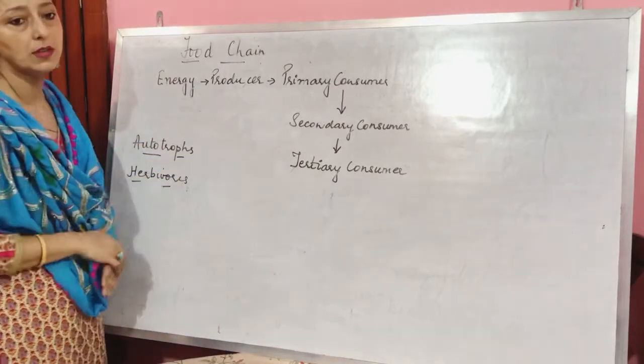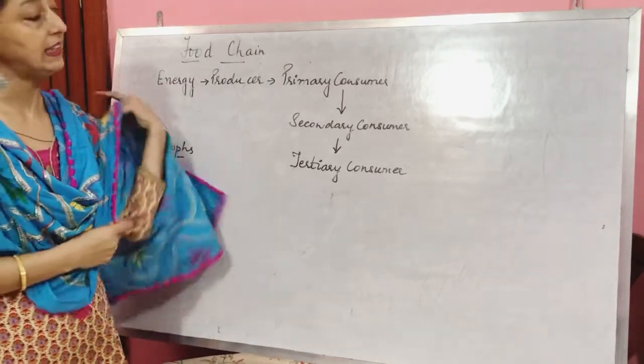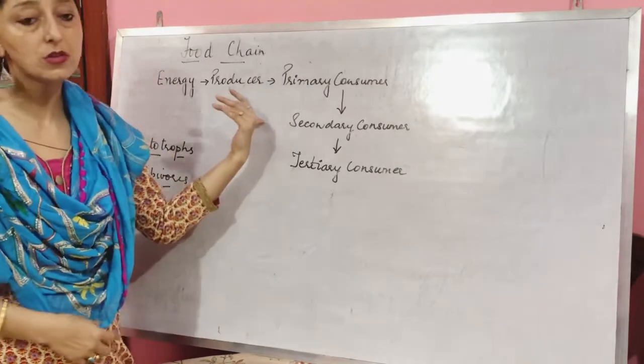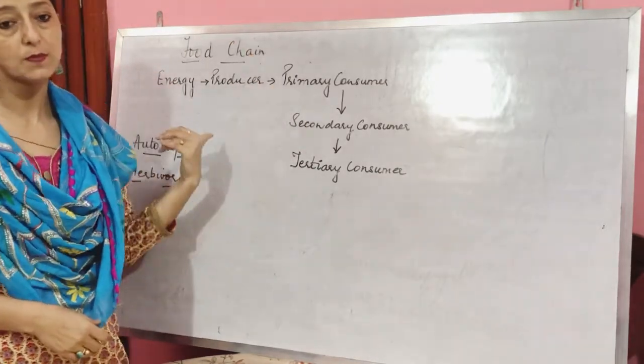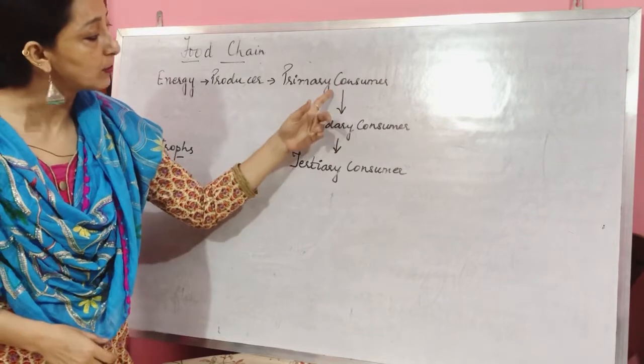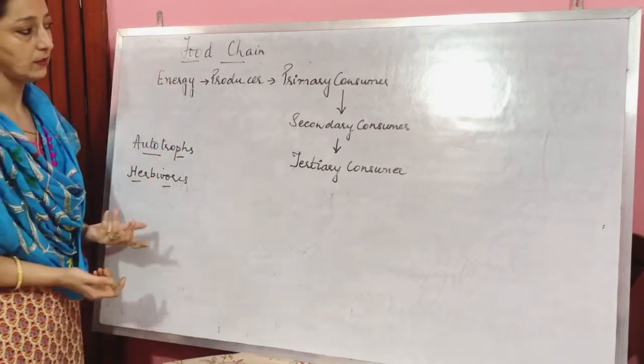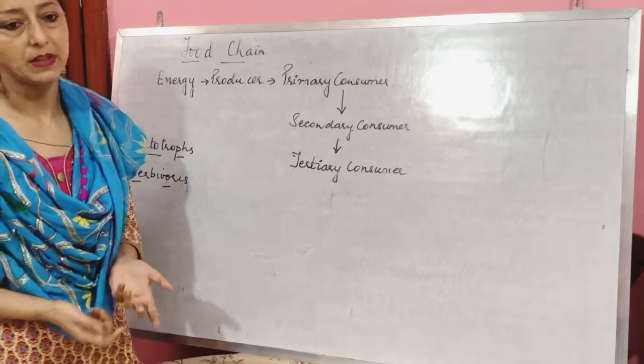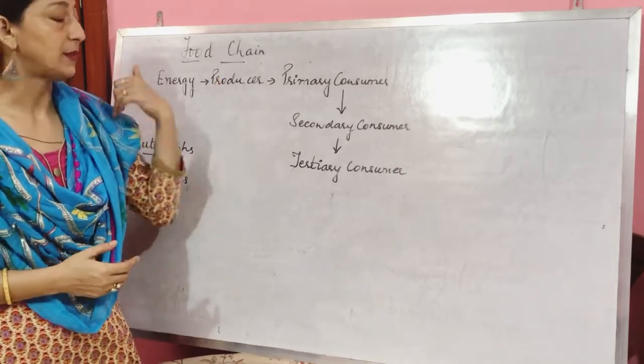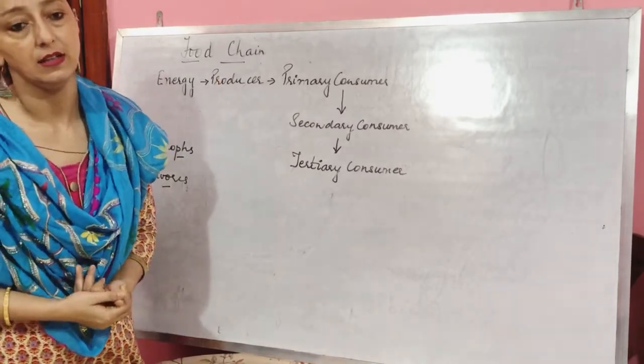Next come organisms that eat the autotrophs. Those organisms which eat autotrophs are known as herbivores or primary consumers. We can take an example of a rabbit, which eats these producers, that means it eats grass.